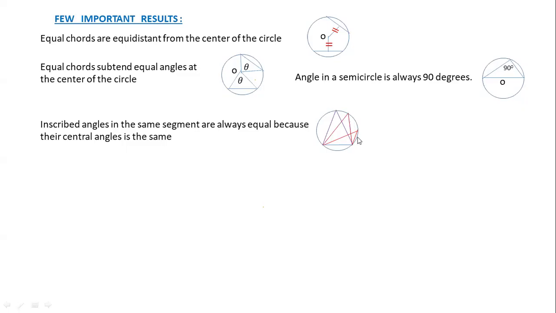That means they are equal. Because they are angles, their degrees will be the same. Why is it the same? Because each of them has the same central angle. And you know, the central angle is double the inscribed angle starting from the same endpoints. So the central angle is the same. Therefore, all the inscribed angles originating from the same endpoints of the chord will be equal.